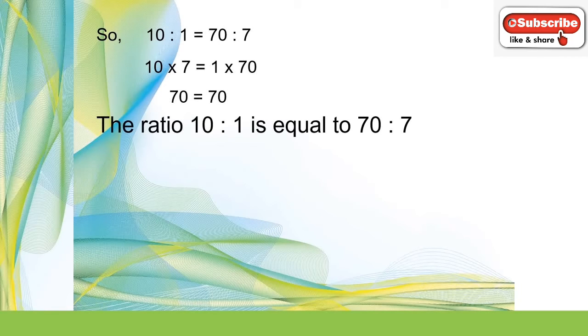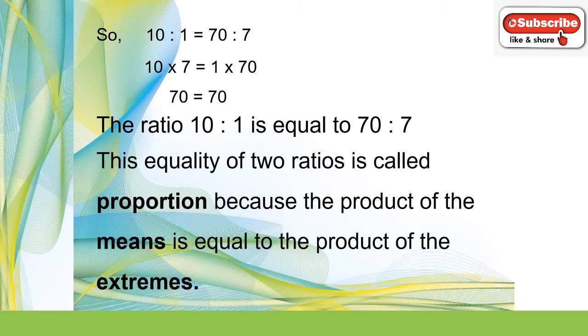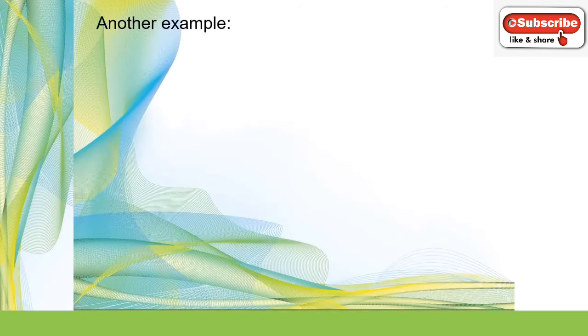The ratio 10 is to 1 is equal to 70 is to 7. This equality of two ratios is called proportion because the product of the means is equal to the product of the extremes. Let us have another example.